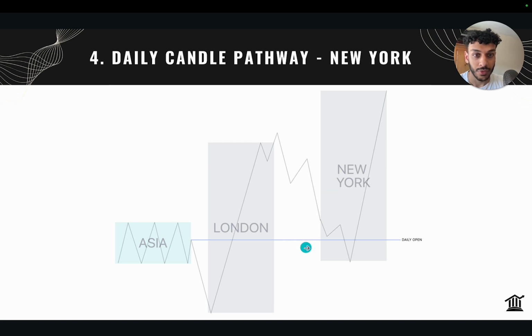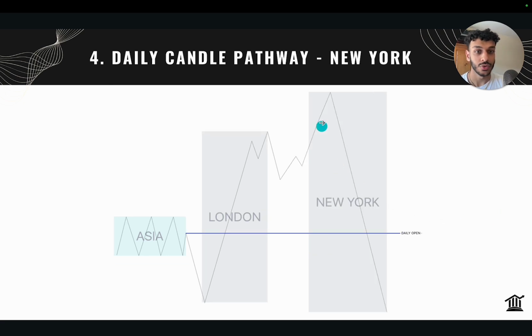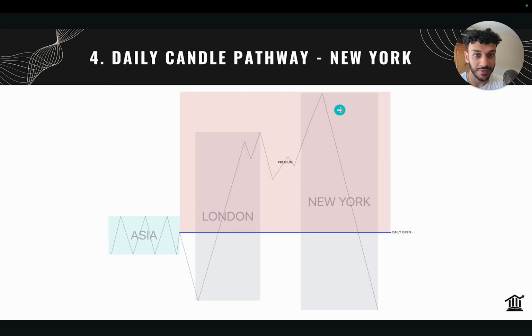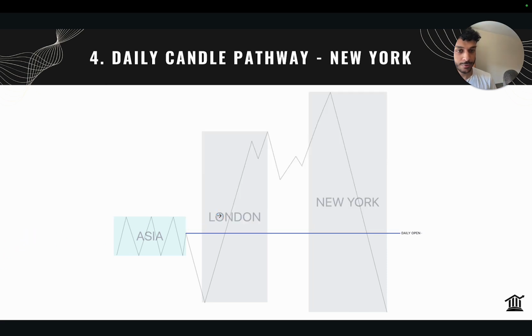Okay, now typically, New York is a continuation of London, right? But sometimes you're going to get New York actually reverse, and this is referred to as a New York reversal cycle. In this example, anything above the daily open would be seen as a premium. Now, how do we distinguish between the two? This is where the daily bias comes in. In my personal opinion, you shouldn't really be guessing whether New York is going to expand or reverse. Your daily bias should have already done that heavy lifting for you.